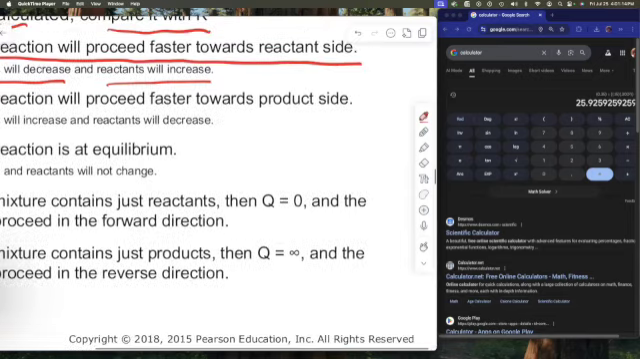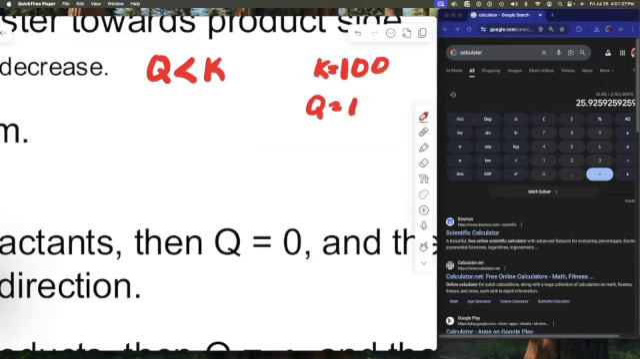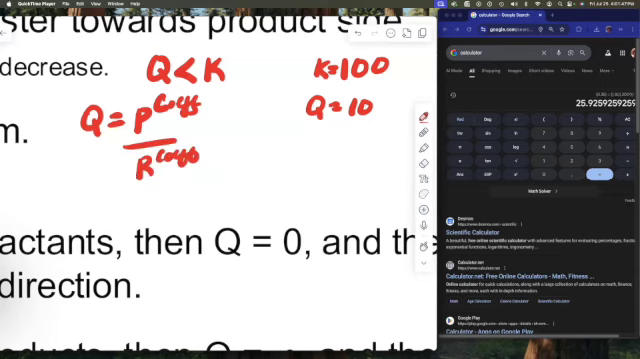Okay, for the next part, let me see if I can work it out here and I can just zoom out because it was a lot of scrolling. This time here, we're looking at, once again, we're comparing Q versus K. And we're saying that this time Q is less than K. So K is still 100, okay? And let's make Q this time equal to 10. So Q we know is equal to product raised to the power of the coefficient over reactant raised to the power of the coefficient. Based on this number being 10, our Q is less than what we want it to be.